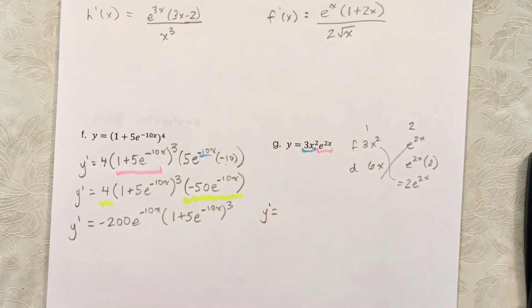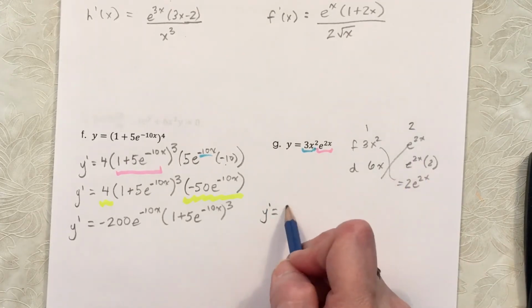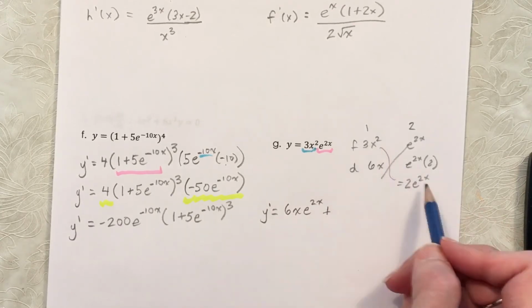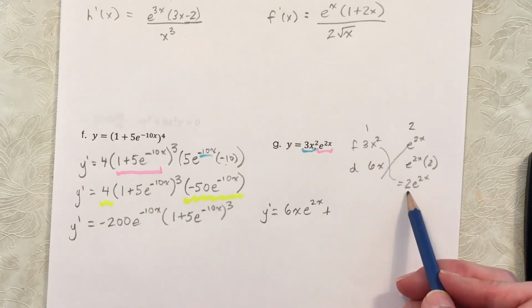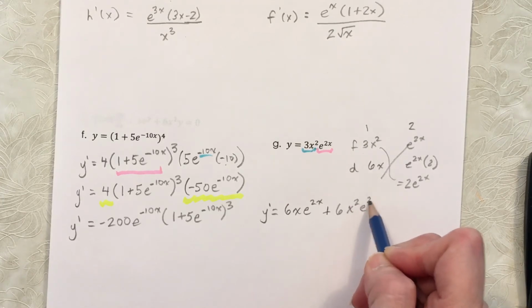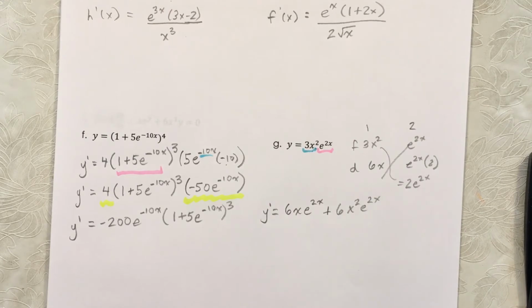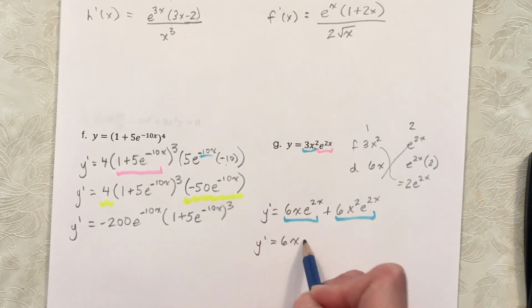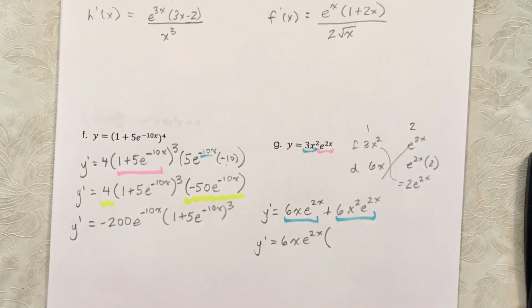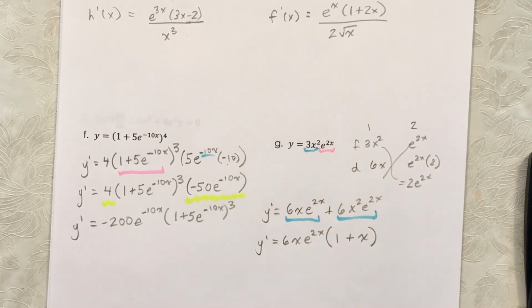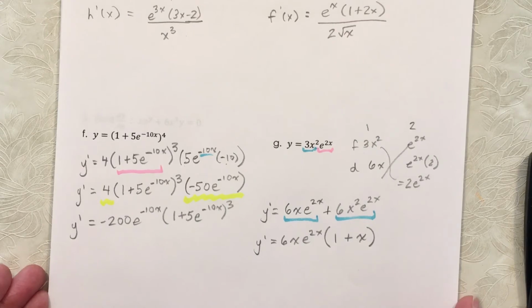So y prime is going to be derivative of the first times the second, 6x e to the 2x plus the first times the derivative of the second. So 3x squared times 2e to the 2x is going to be 6x squared e to the 2x. And then we want to look at our two chunks here and figure out the greatest common factor. So 6x e to the 2x, divide each of those chunks and we get 1 plus x. And there it is in simplified factored form.